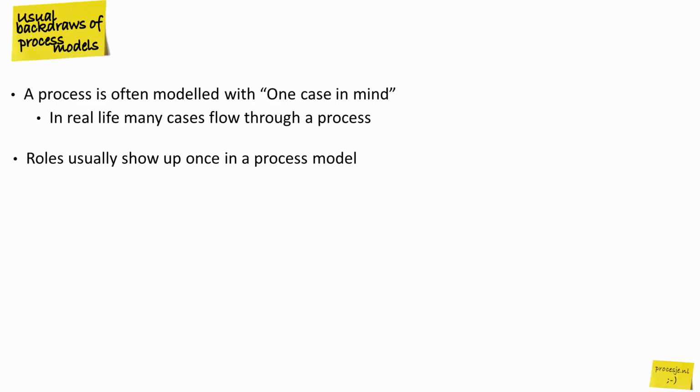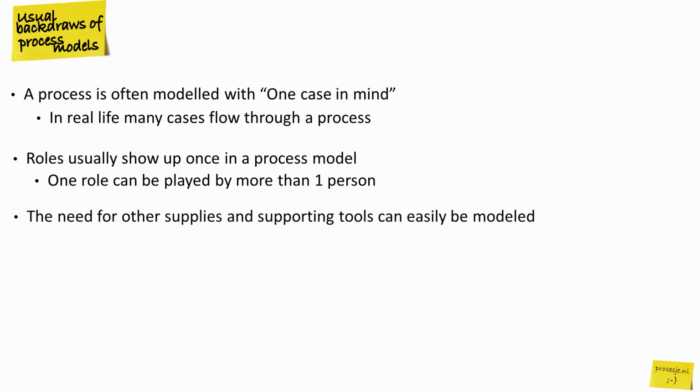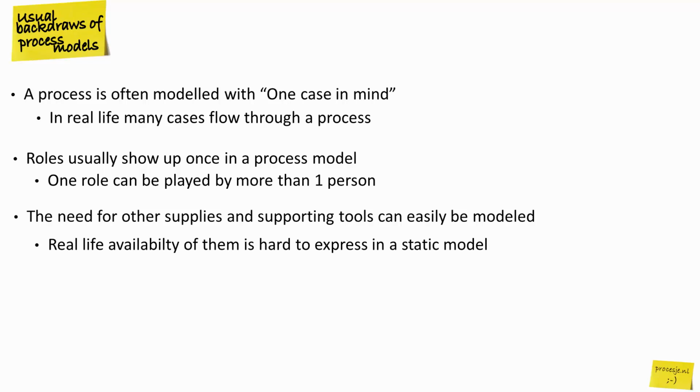In a lot of processes, roles are modeled. Who is doing what? And of course, to make it clean, to make it understandable, it's only modeled once. But in real life, one role can be played by more than one person. So that's very hard to express in a process model, but can be a real cause for bad process performance. Same for supplies. You could say we need a machine here, but the real availability of the machine is hard to express in a model, but can cause big problems in real life. And so, those kind of things is what I discuss and why they are hard to see in a process model.